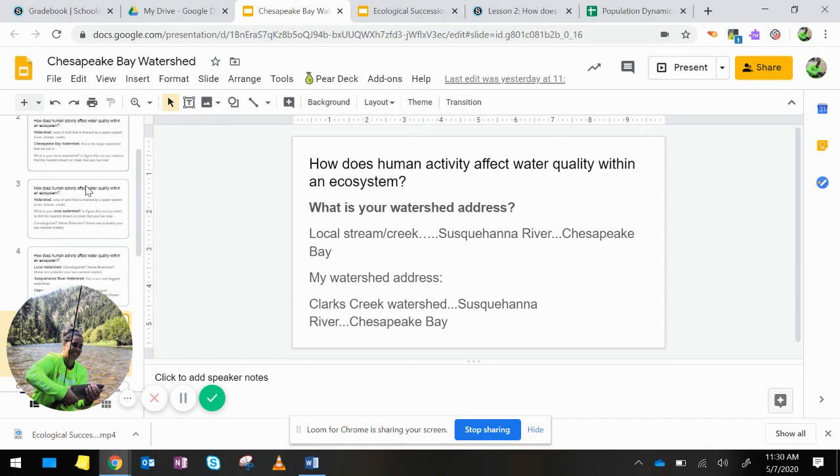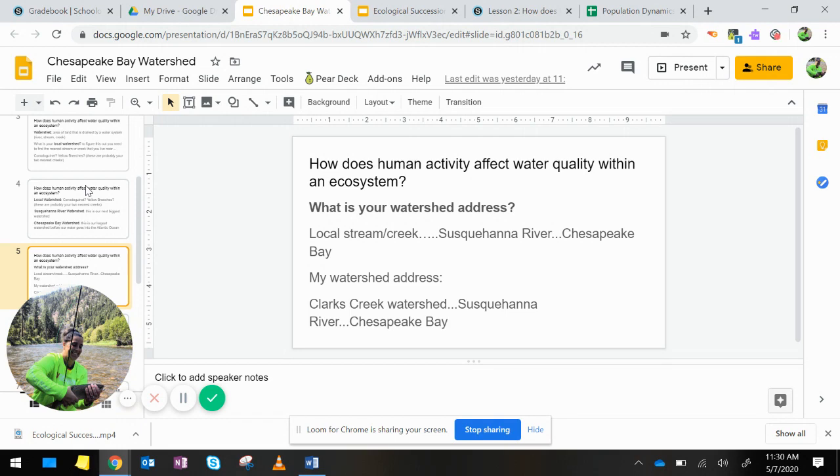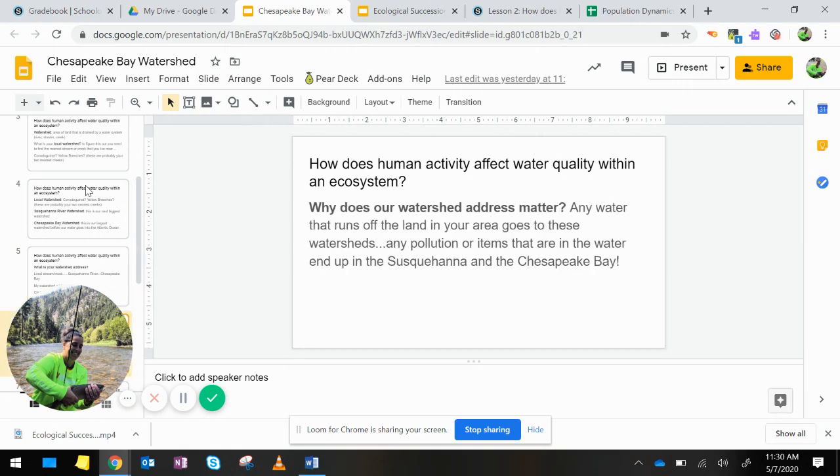That's my watershed address. So you will need to know your watershed address for one of the discussion questions that you're going to be doing this lesson. So why does our watershed address matter? Any water that runs off the land in your area goes to these watersheds. Any pollution items that are in the water end up in the Susquehanna and end up in the Chesapeake Bay.